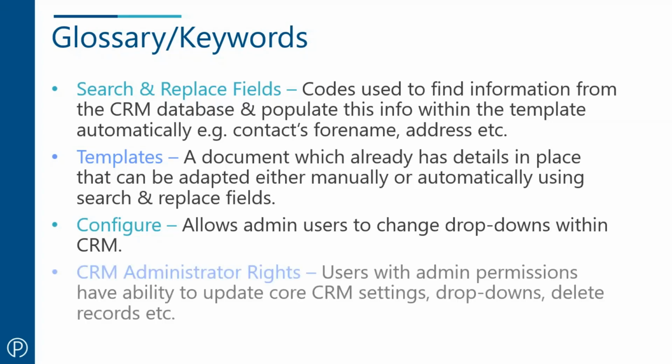I'll actually go on to what CRM administrative rights actually means. So users that are given these admin permissions have the ability to update core CRM settings, like drop downs, and they're able to delete records and things like that as well. So these people have the most flexibility when it comes to making changes to the system for your business specifically, like default drop downs and pipelines, things like that. So those things that reflect your sales process or your business processes generally.